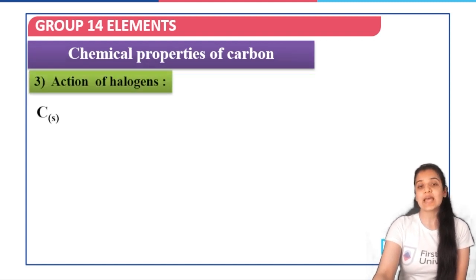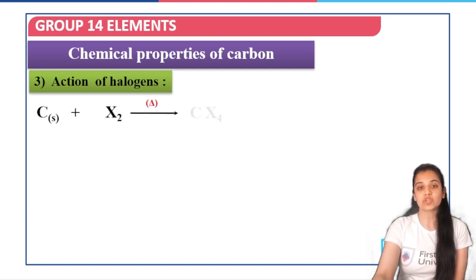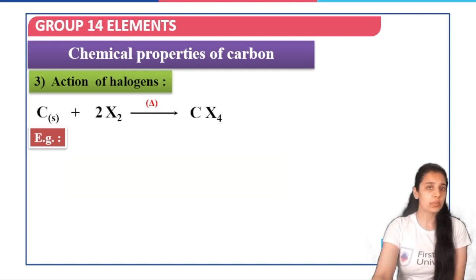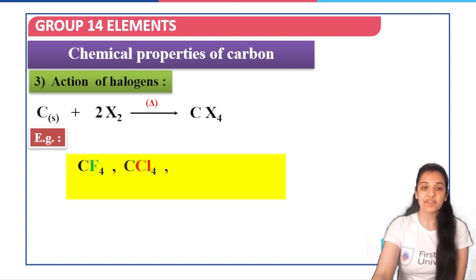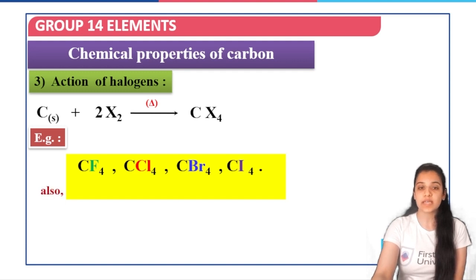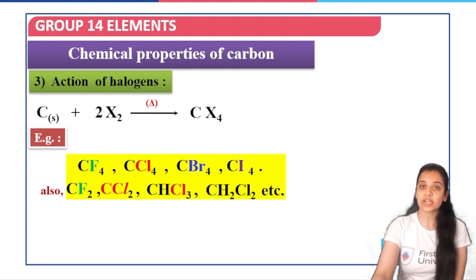Okay, next is action of halogen. So carbon on reaction with X2 on heating will give CX4. Here X could be fluorine, chlorine, bromine, iodine, but CF4, CCl4, CBr4, CI4, also CF2, CCl2, CHCl3, CH2Cl2, etc. are going to be formed along with CX4.